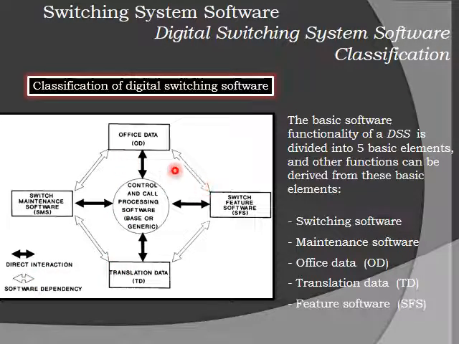So next we can start explaining each of these blocks by telling that basically the DSS switching software is classified into 5 elements: switch feature software, switch maintenance software, office data, translation data, and this one. Now we'll see one by one.